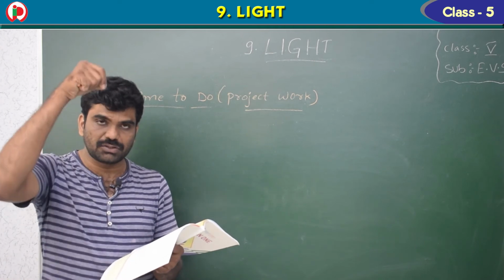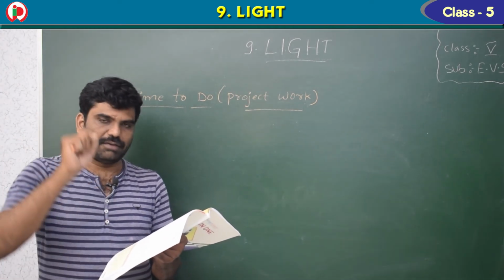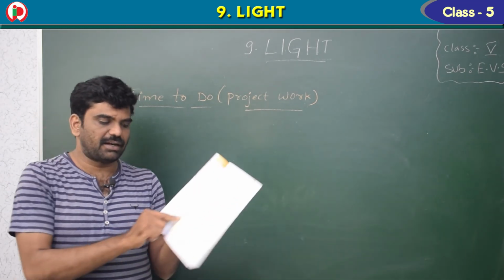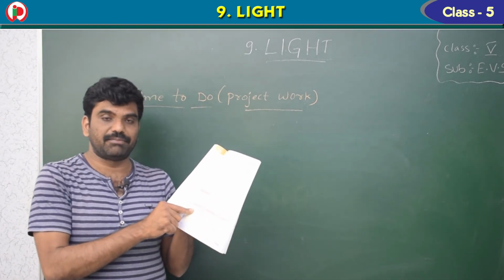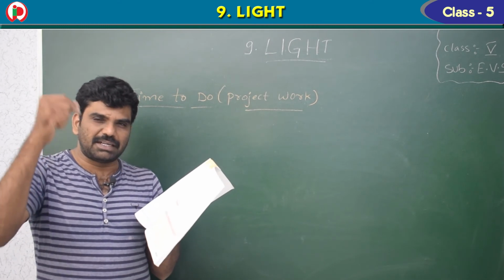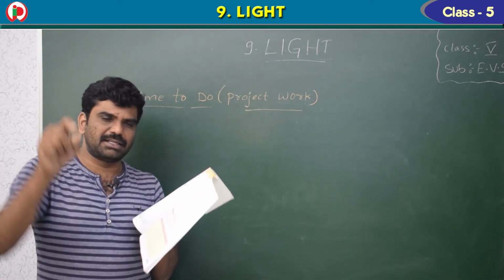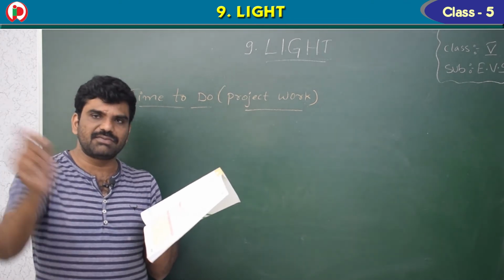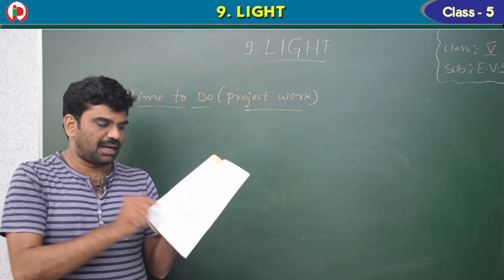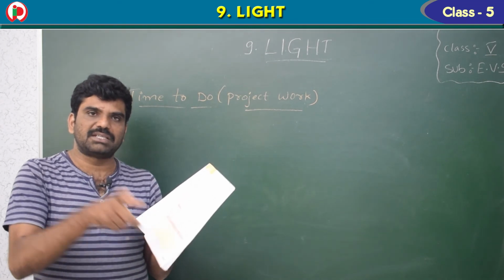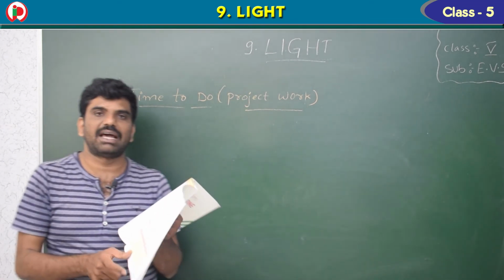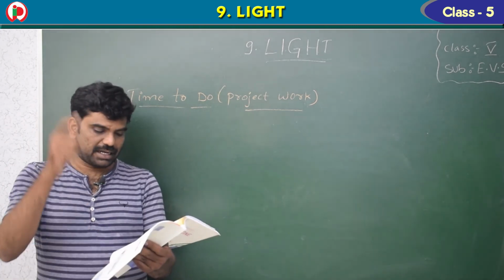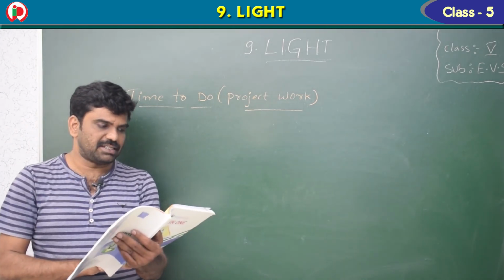First of all, see through the thin cloth. If things are clearly visible through it, write it under transparent. If only some light is allowed, that means it is blurred, write translucent. If nothing is visible, write opaque. Like that you have to classify based on the penetration of light and how light passes through these objects.